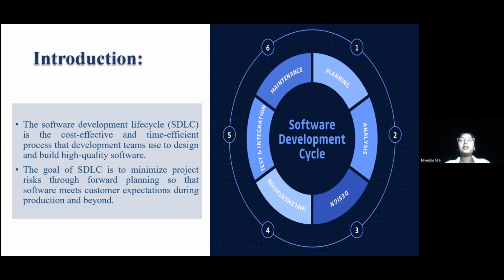Even when we develop software, that also needs a life cycle from starting to ending, and it has to take place in these steps only. The goal of the software development life cycle is to minimize project risk through forward planning, so that software meets customer expectation during production and beyond. The product must meet whatever requirements were specified at the planning stage by the customer. The same thing should be met when we give the project to the customer.